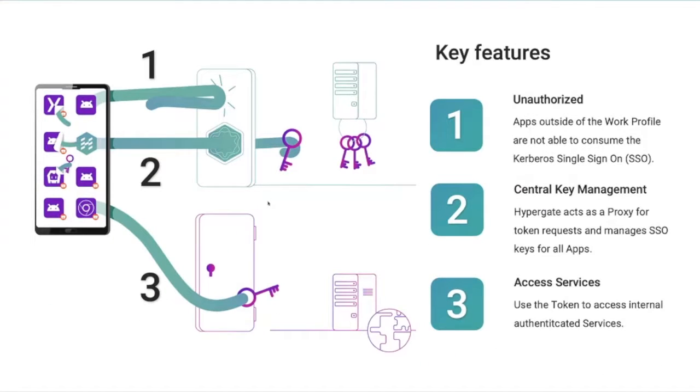So the key feature is that you're installing Hypergate in your Android Enterprise container, and then all applications can go and fetch Kerberos tokens through the Hypergate application. Applications that are not in the container or are not whitelisted by Hypergate won't be able to access those tokens. By doing this, we have a single sign-on solution which is very seamless. The user does not even see that this is happening in the background, and can just consume its services.